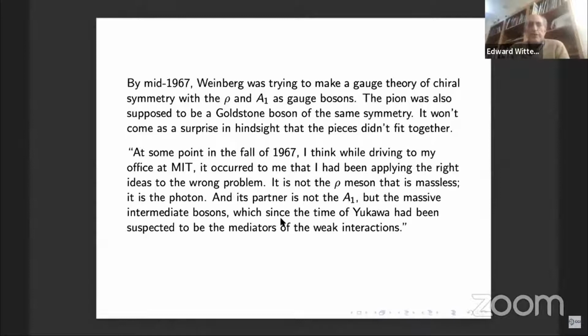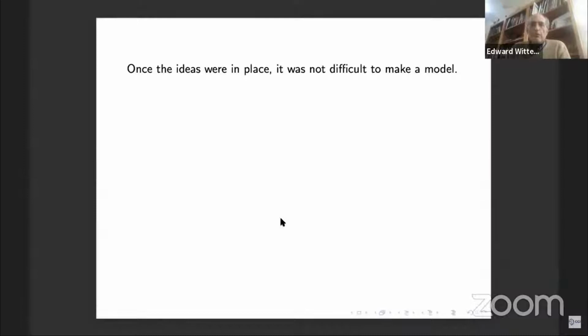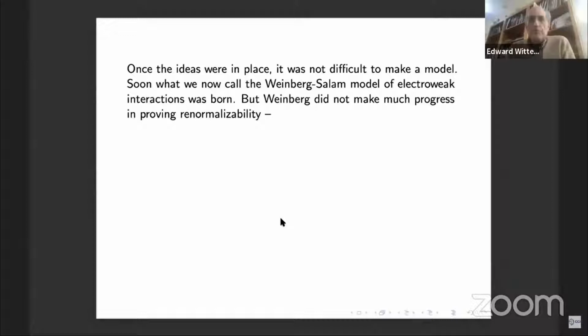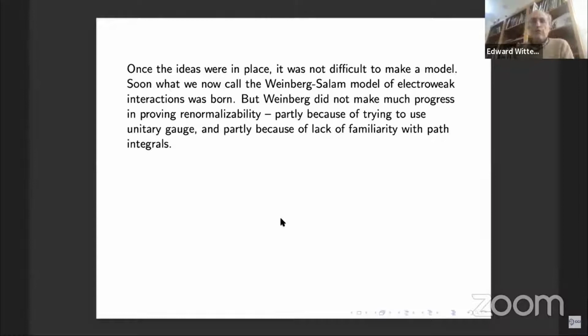Once the ideas were in place, Weinberg writes, it was not difficult to make a model. And soon what we now call the Weinberg-Salam model of electroweak interactions was born. Riccardo showed the Lagrangian in his talk. But Weinberg didn't make much progress in proving renormalizability. And he writes that was partly because he tried to use unitary gauge, which is notoriously difficult to understand, but also he was hampered because of lack of familiarity with path integrals.